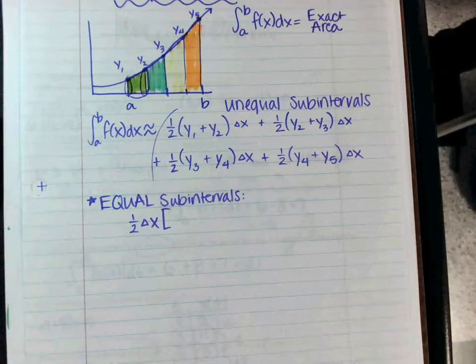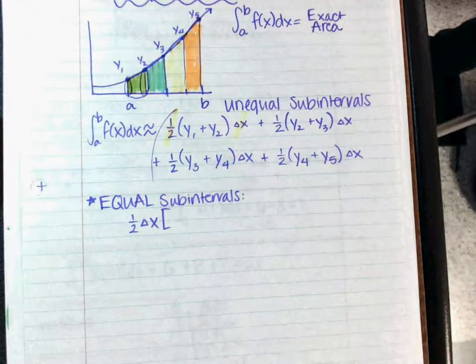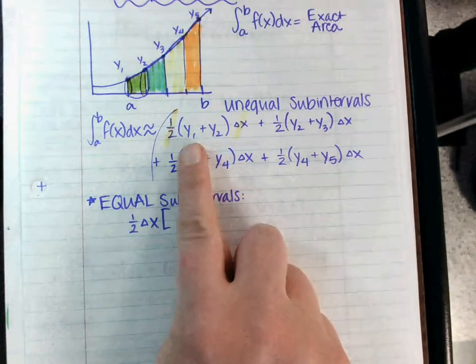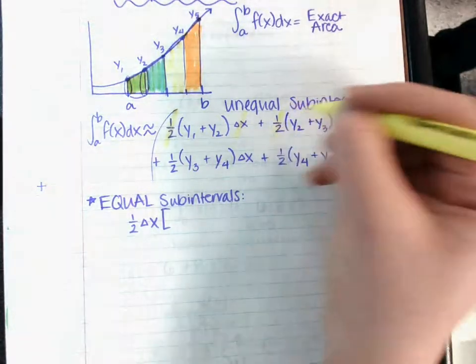Now let's talk about what would be left over when you remove all the 1/2s and all the delta x's. Ready? So my first trapezoid, 1/2 is removed, delta x is removed. What's left over? y1 plus, don't write that yet, y1 plus y2. Now from my second trapezoid, these are gone. What's left over?